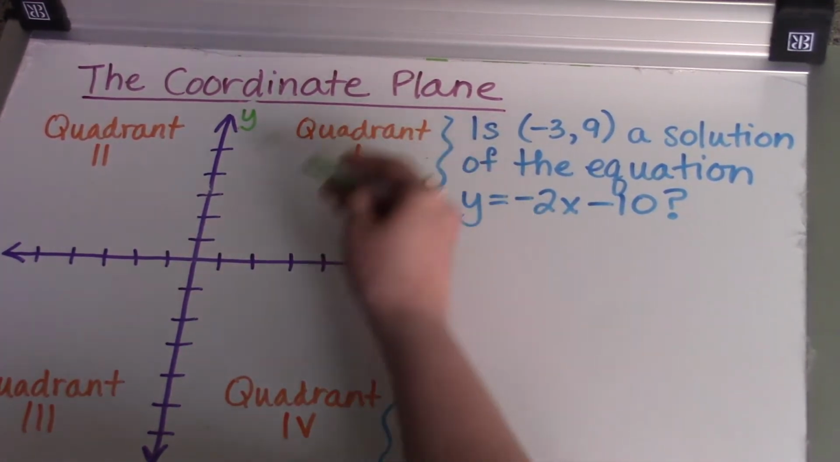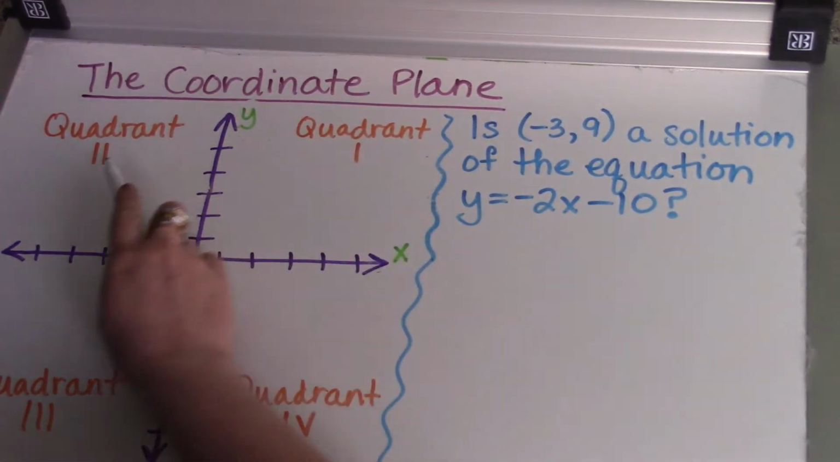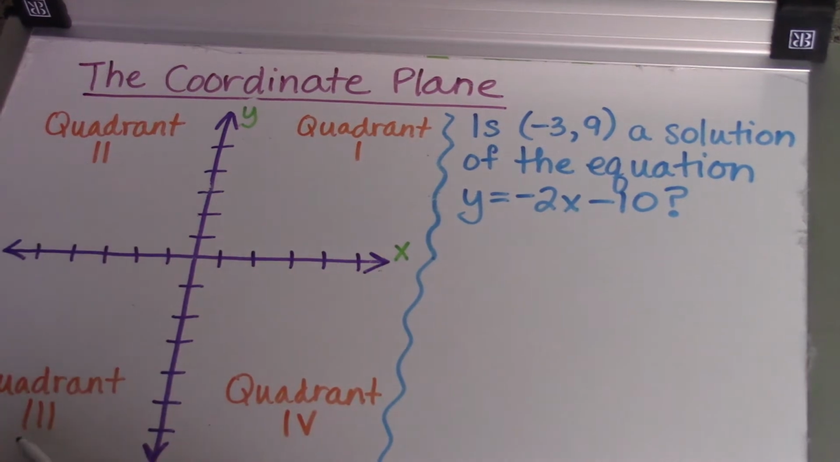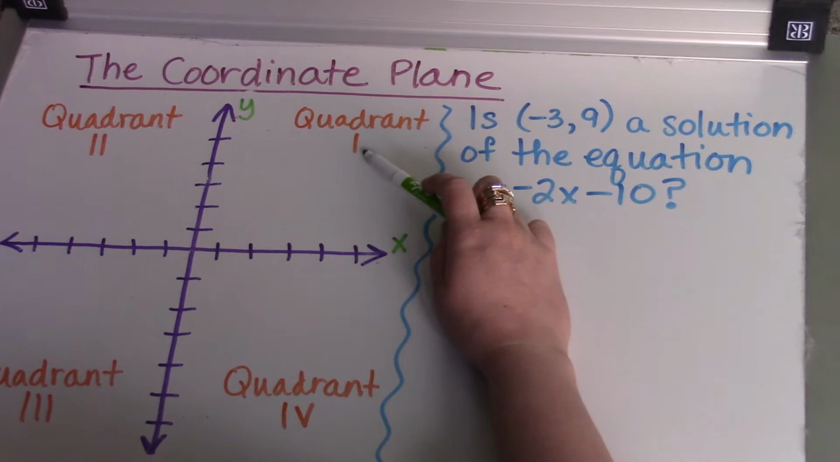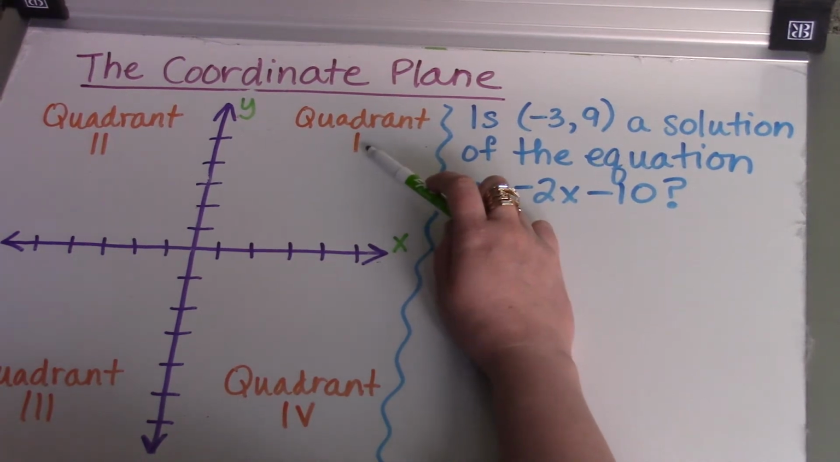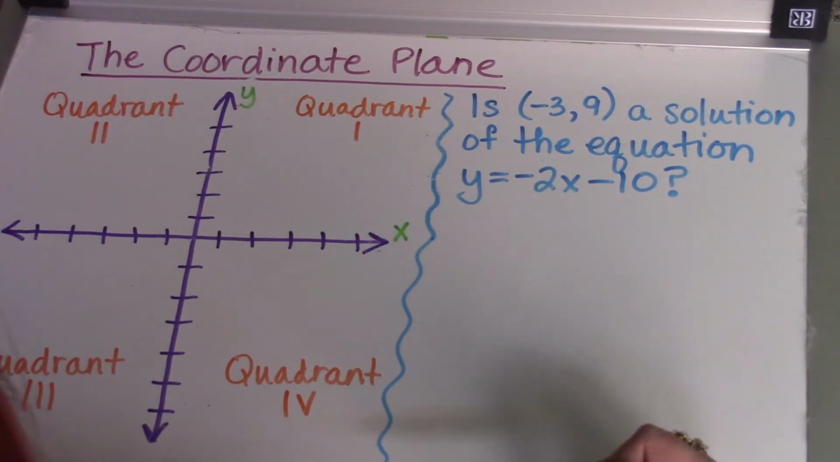In algebra, we call these four areas quadrants, and they're numbered quadrant 1, quadrant 2, quadrant 3, and quadrant 4. Notice that they're numbered with Roman numerals. In the packet, you'll see them with Roman numerals. Sometimes you can see them with regular numbers 1, 2, 3, and 4 as well.